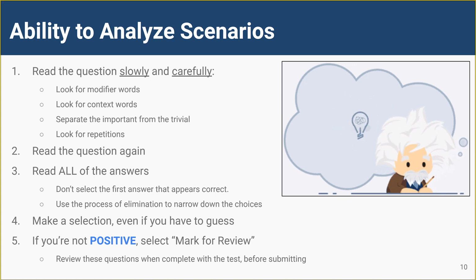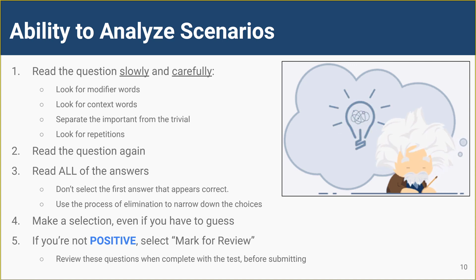Let's go through each step on the slide. Step 1. Read the question slowly and carefully. Look for modifier words, content words, separate the important from the trivial. Look for repetitions. Step 2. Read the question again. Step 3. Read all the answers. Don't just select the first answer that appears correct. Use the process of elimination to narrow down the choices. Step 4. Make a selection, even if you have to guess. Step 5. If you're not positive, select Mark for Review. You can then access these questions that you're not sure about at the end of the test and review them all.